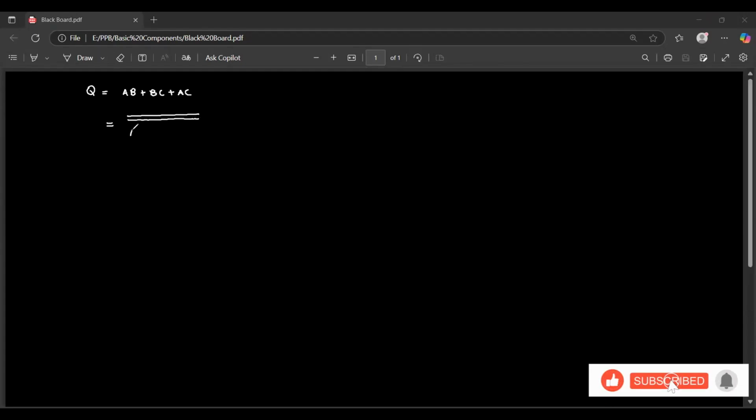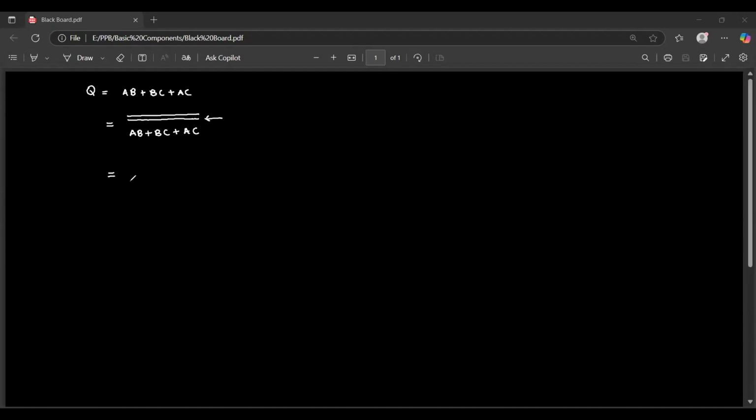Okay, so here we have AB plus BC plus AC. If I use double negation here, what I will be left with is AB plus BC plus AC, whole thing double bar. Now I can break the single bar by using De Morgan's law, which will give me AB whole thing bar into BC whole thing bar into AC whole thing bar. So now the expression is in a form where we can use only NAND gates to come up with the circuit.